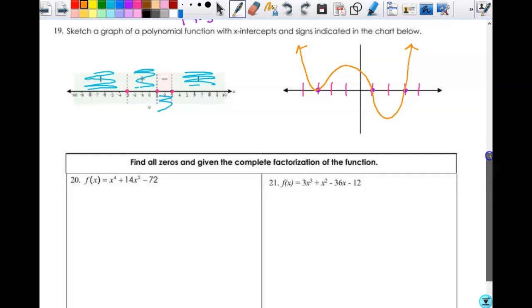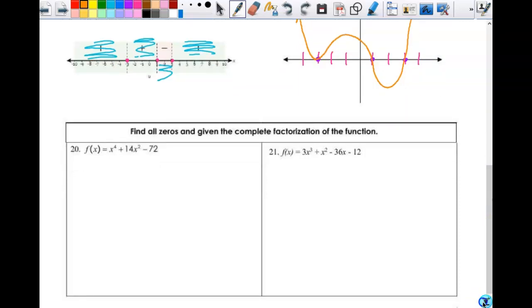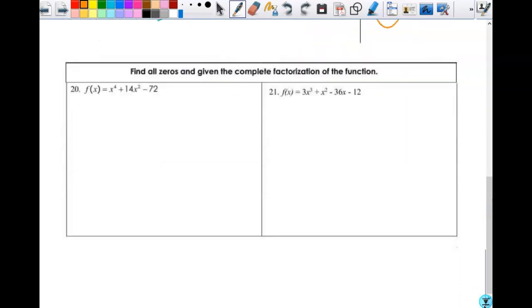All right, so now we're going to do the complete factorization and find all of the zeros. So on number 20, set it equal to 0. It's a 4th degree, but I can factor it into x squared and x squared. This is negative, so the signs are opposite. So two numbers that multiply to give me 72, that would subtract to give me 14. So 8 and 9 should be like the first ones that kind of pop into your head.